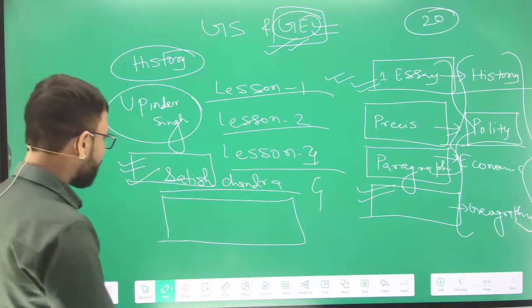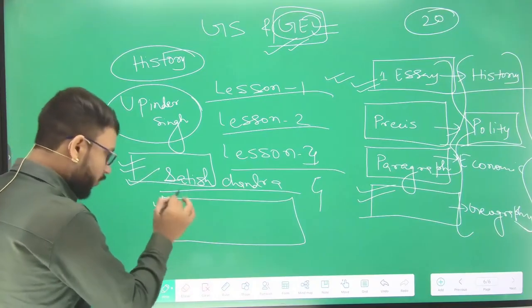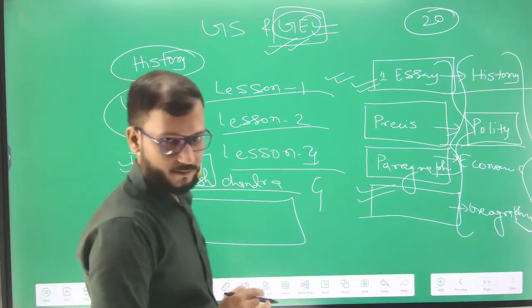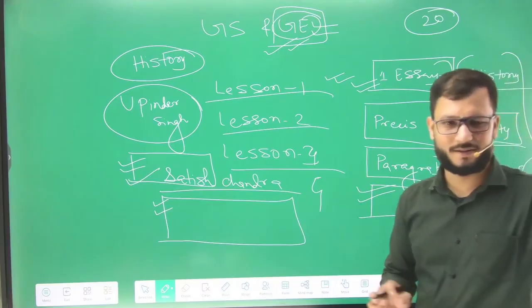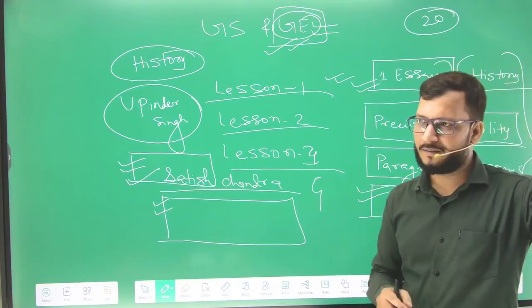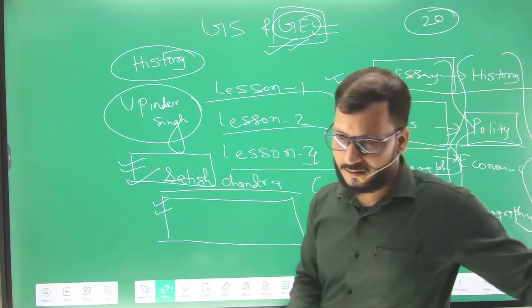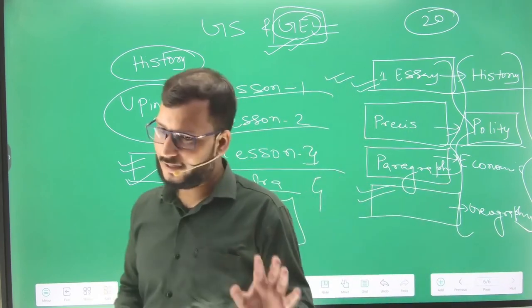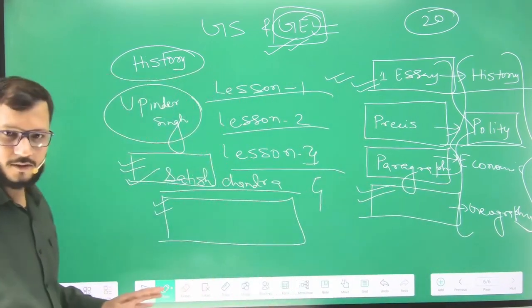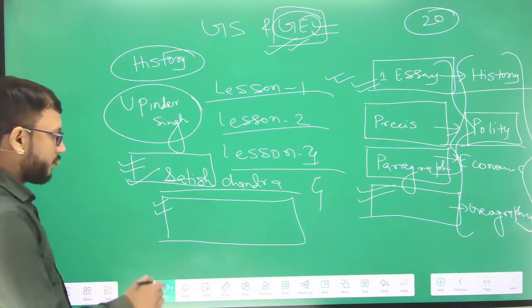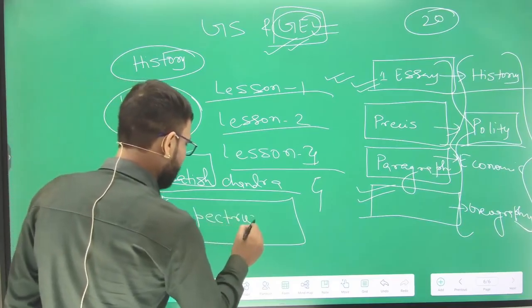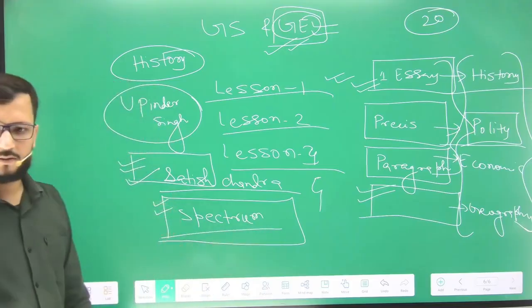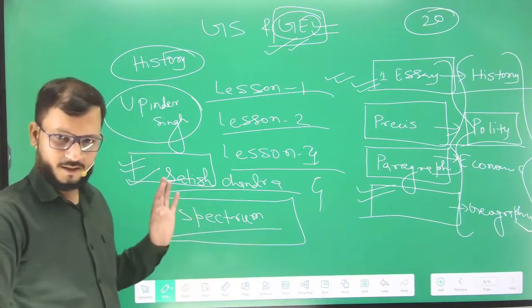Clear? Now this one I will teach you from Spectrum, because in Spectrum everything is written concisely, and most of the questions that you will be asked will be directly from Spectrum. Got the point? So that is the case. So that will be Spectrum. Spectrum is written by Rajiv Ahir. Got the point? So these three will be for history.